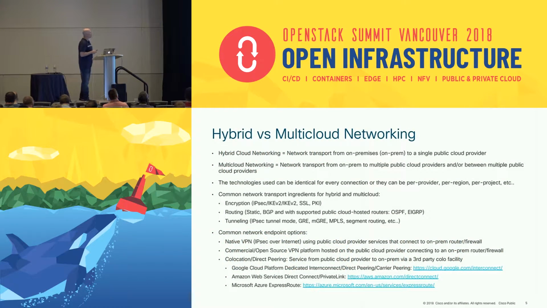So we're going to do a quick level set on what we mean by multi-cloud networking. First, when we refer to hybrid cloud networking, it is just as simple as wanting to extend on-prem workloads, cloud or not cloud, into a single public cloud. That's pretty much as basic as it gets. When we refer to multi-cloud networking, we are referring to that same thing, but to multiple public clouds or even between public clouds themselves. And we'll look at this topologically pretty soon.